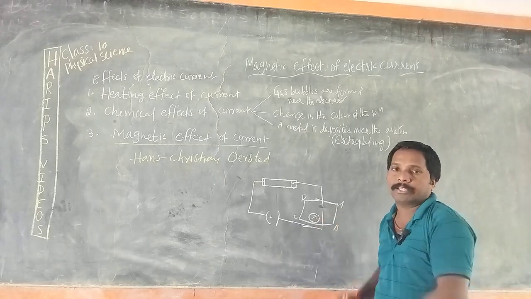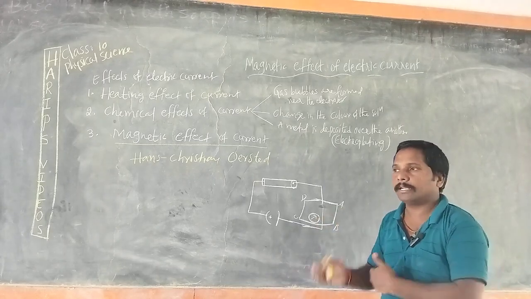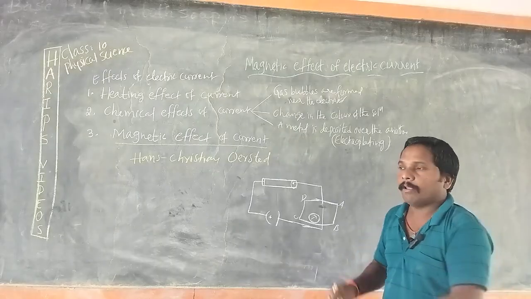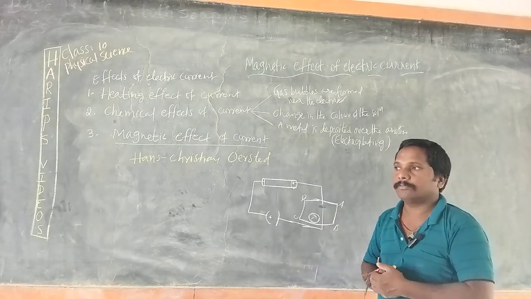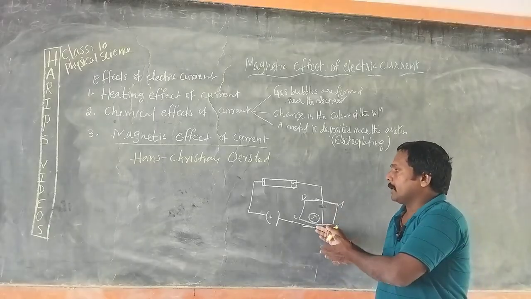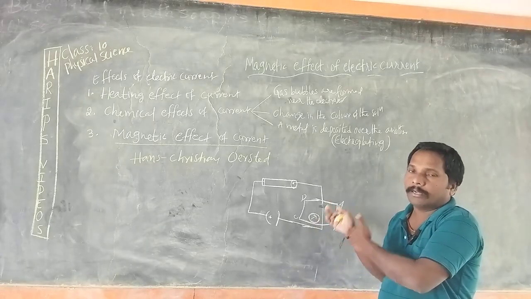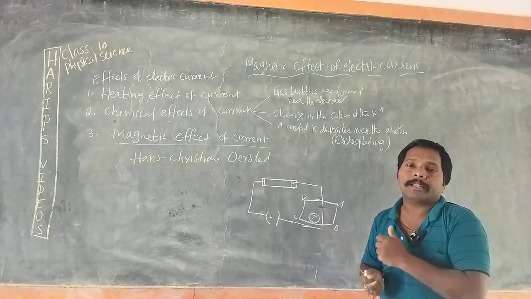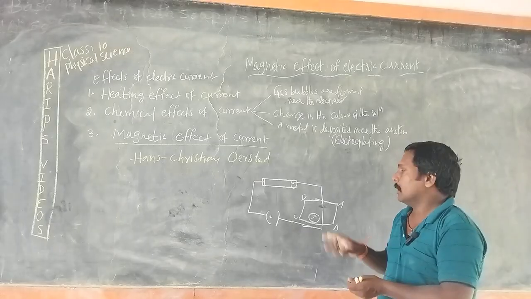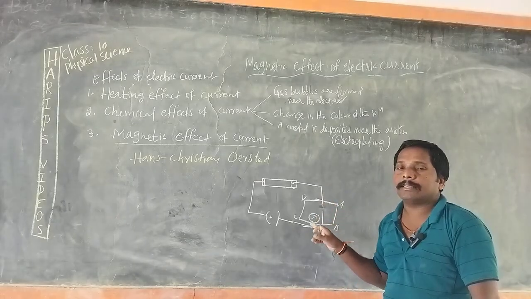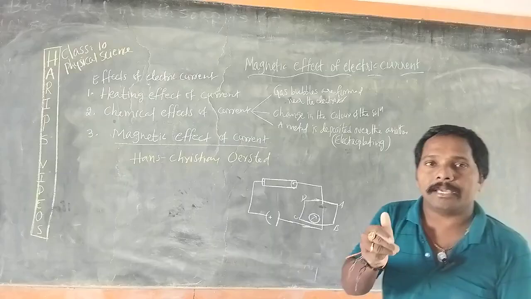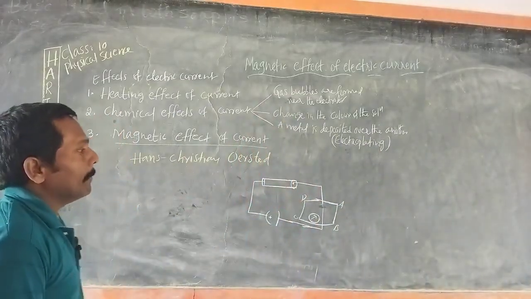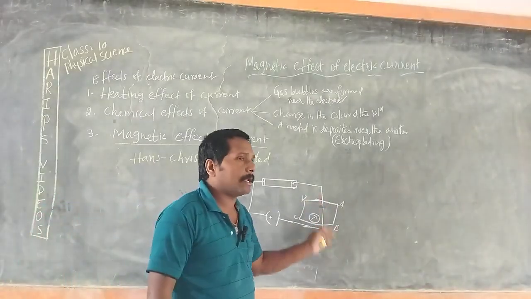It shows some deflection. Generally, when does the magnetic compass show deflection? When a magnet is brought near. But when you place the magnetic compass near or underneath the current carrying conductor, it shows some deflection because the current carrying conductor creates, or generates, a magnetic field around it.